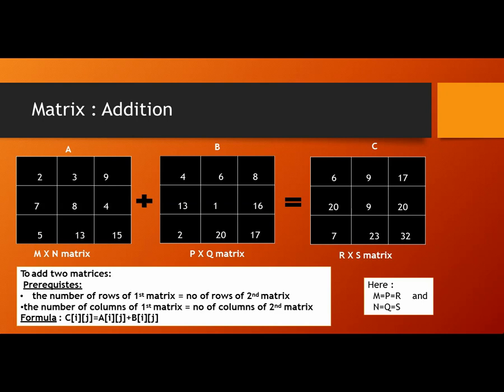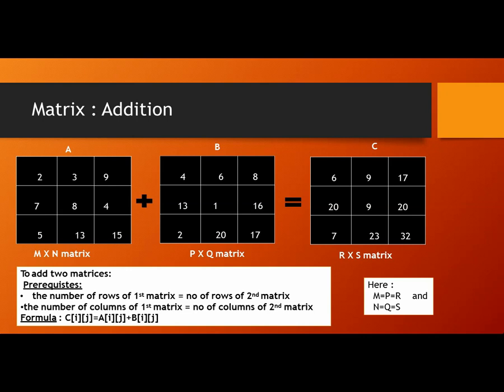Suppose there is a matrix A and a matrix B. You can add matrix A and B to get a third output matrix, say matrix C. And how can you do this? Same, by using a two-dimensional array. So in today's class we will see how to perform matrix addition.